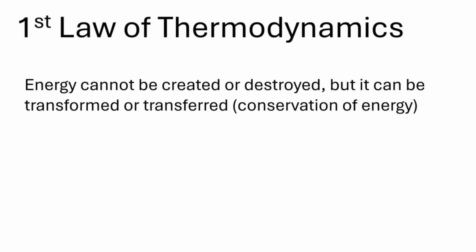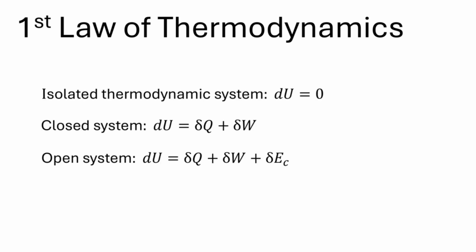The first law of thermodynamics says that energy cannot be created or destroyed, but it can be transformed or transferred. This comes from the law of conservation of energy. In practice, the first law sets the equation for the system you're looking at, describing the relation between variables like internal energy, heat, and work.